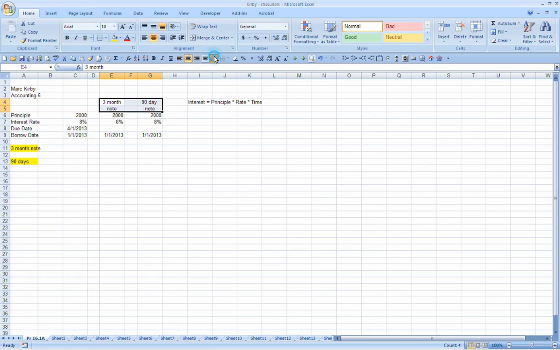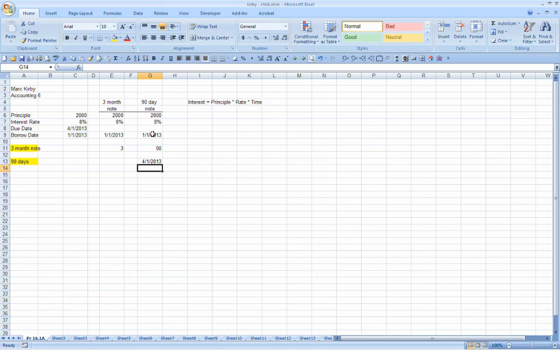I'm going to underline those just to make it look nice. Okay, so what's the due date? I'm going to come over here and put number of months, 3, number of days, 90. Now Excel's really cool about this. I'm going to do the math below. I can take plus 1/1/2013 plus 90, and I get a new date, 4/1/2013. So it adds dates very well for us.